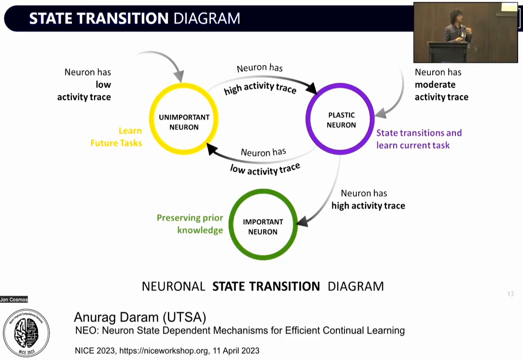A plastic neuron, if it has a moderate activity trace, will stay in the plastic state. If it has a high activity trace, it will move to the important state. And once it goes to important, it's a terminal state, it will stay right there, because we don't want it to move back, because that leads to unstable dynamics and the model won't learn or preserve anything. However, if the plastic neuron has a low activity trace, it will go to the unimportant state. And based on its activity trace, it can either jump back to plastic or stay in the unimportant state.